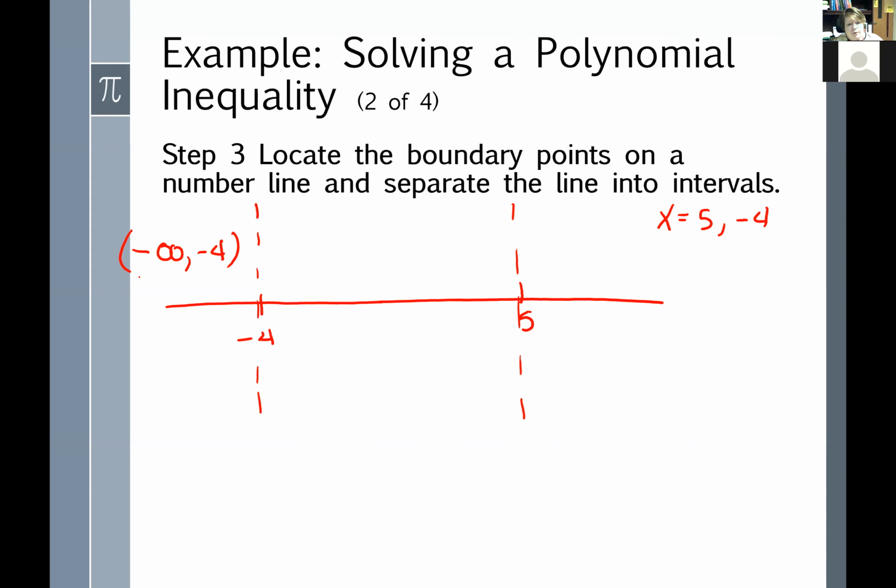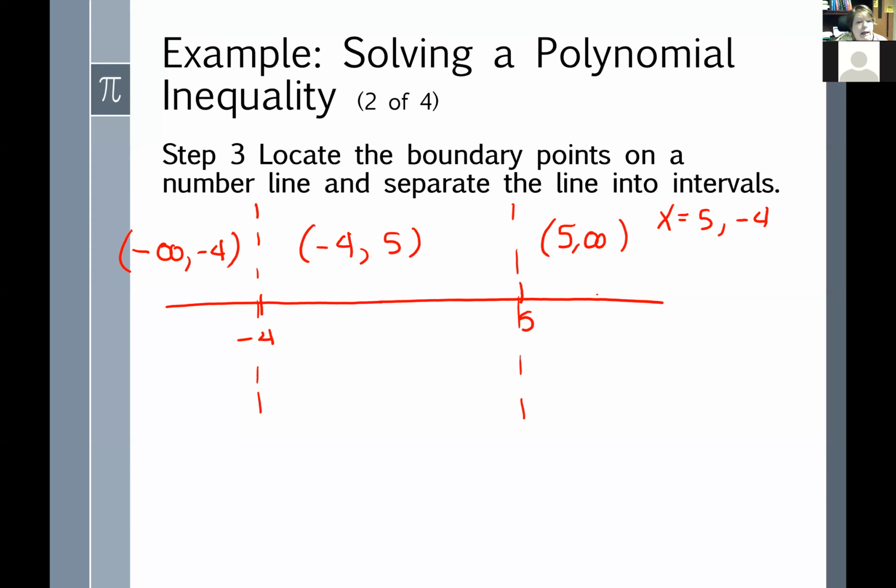The second interval goes from -4 to 5. And the third interval is to the right of 5, or 5 to infinity. So that's what my boundary points do. They break my number line into distinct intervals. So now I am going to pick representative test values from each interval.